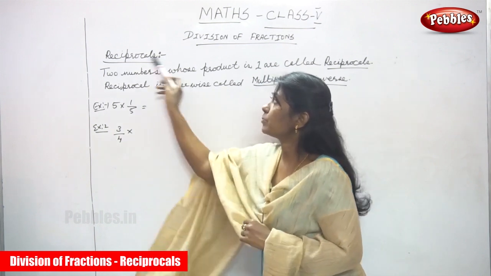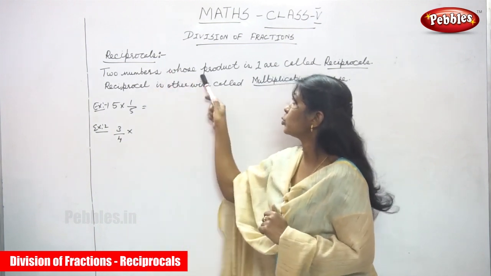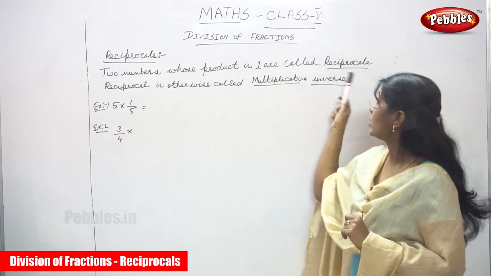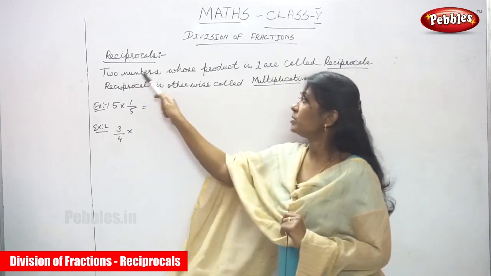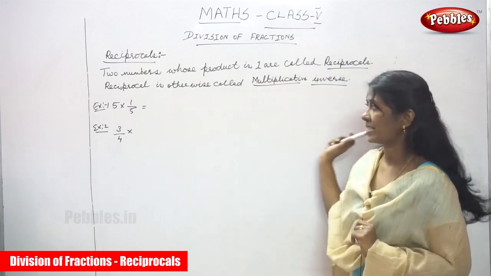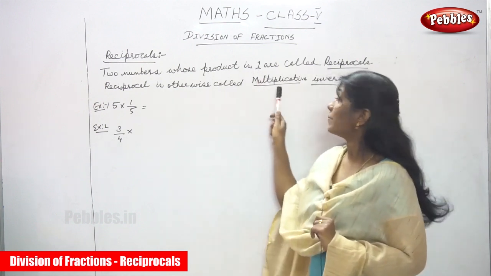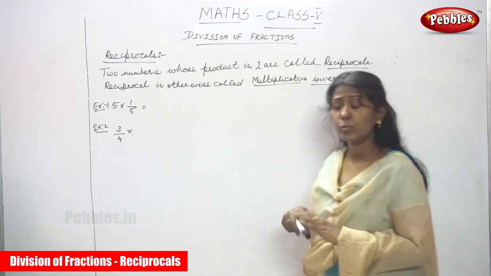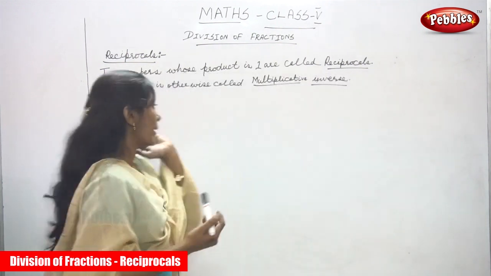So listen, reciprocals, what does it mean? Two numbers whose product is 1 are called reciprocals. Reciprocals are otherwise called multiplicative inverse. Multiplicative inverse. Look at an example.